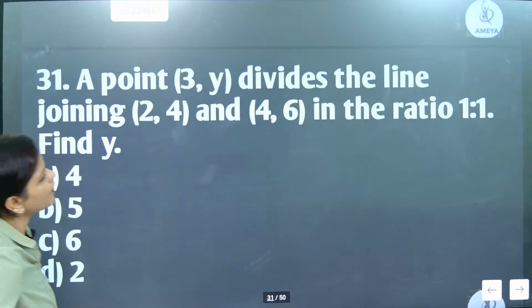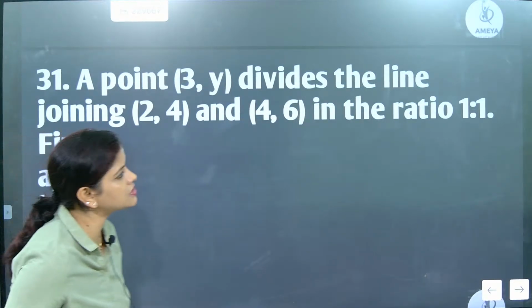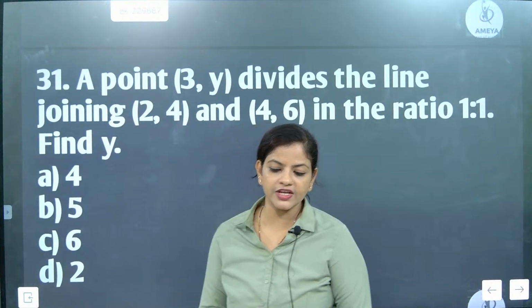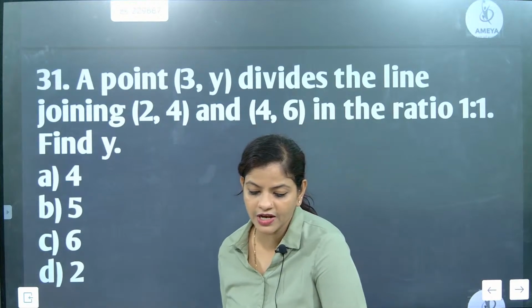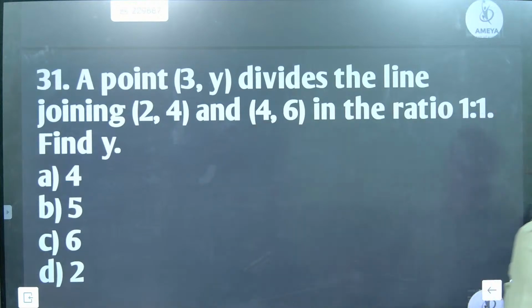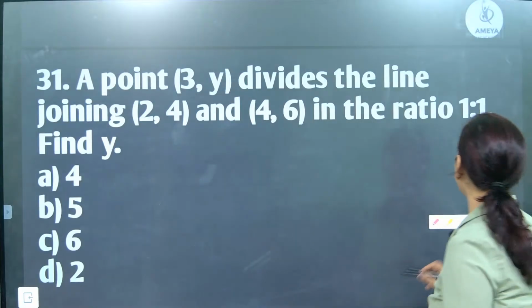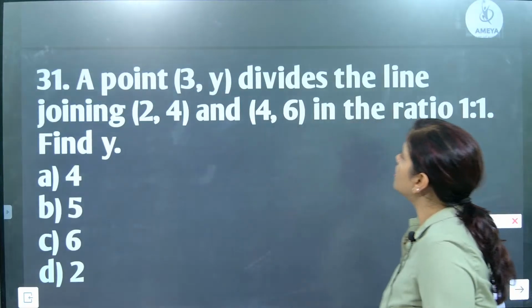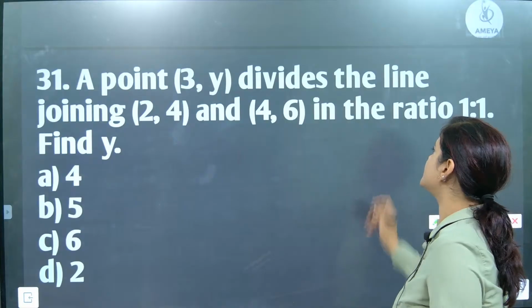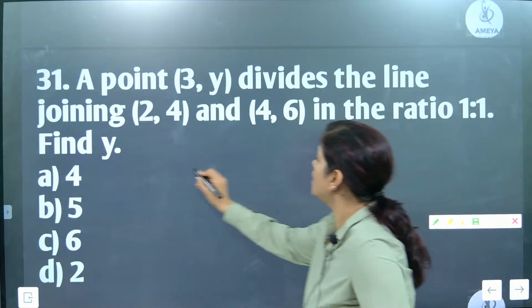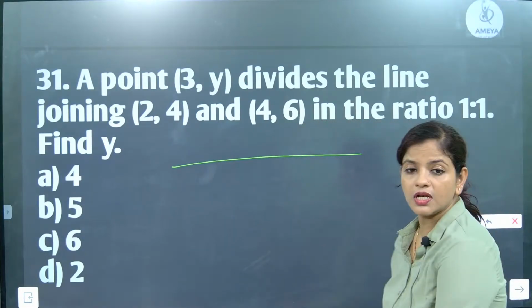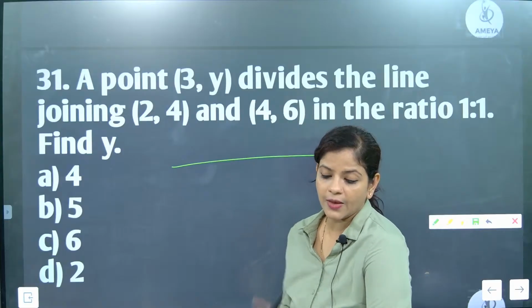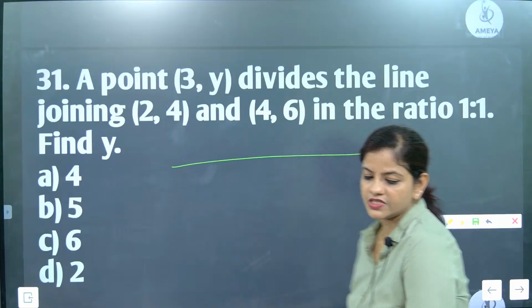Now look here. The question is, yesterday in the last class I discussed ratio. In the ratio section, again I am going to explain about it. So now we are going to do this question. Now listen. Here, a point 3 comma y divides the line joining this and this in the ratio 1:1. Last class we discussed two things. I'm going to explain that point.